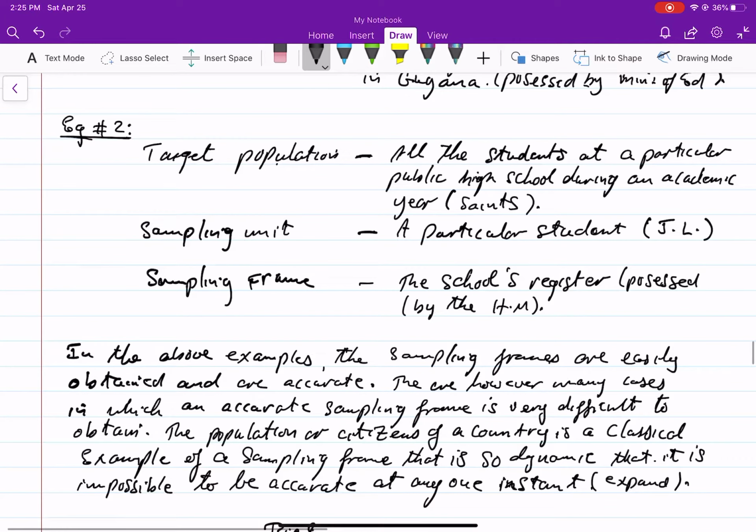Here's the second example. My target population this time is all the pupils at a particular high school during an academic year. I pick Saints.